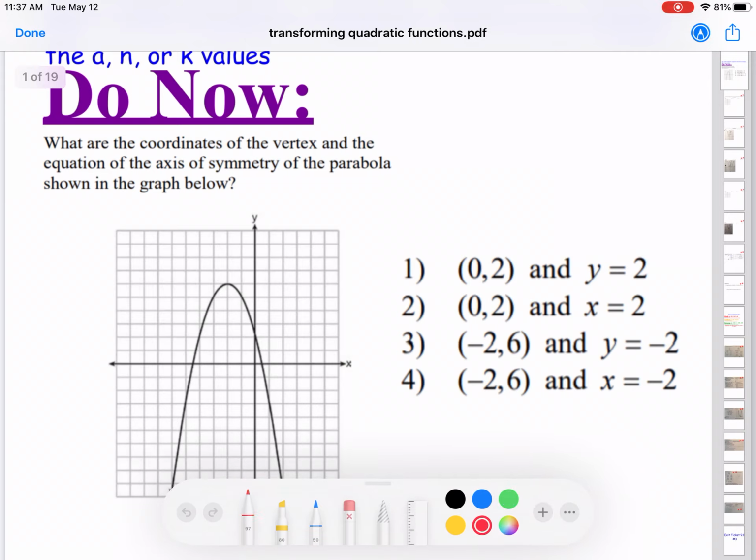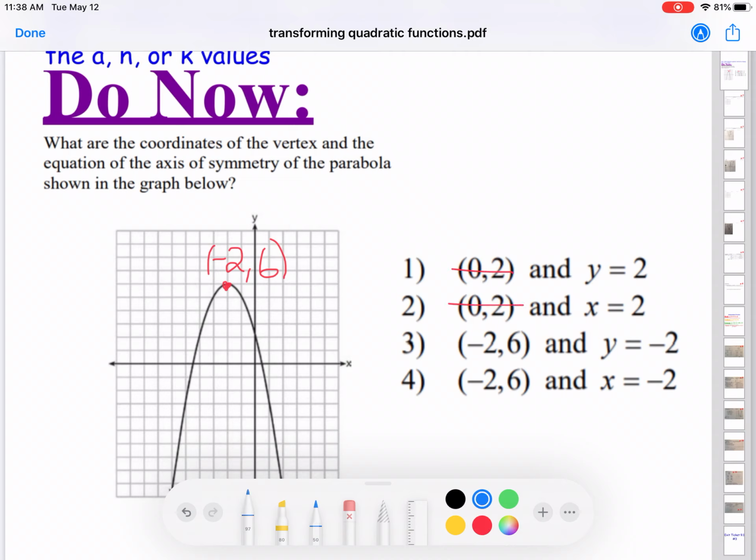So if we remember, the vertex is another word for the turning point. It's either a maximum or a minimum. So in this case, this point would be our vertex, and that point looks like it's at the point -2, 6. So we know that our vertex is -2, 6. We can eliminate choice 1 and choice 2.